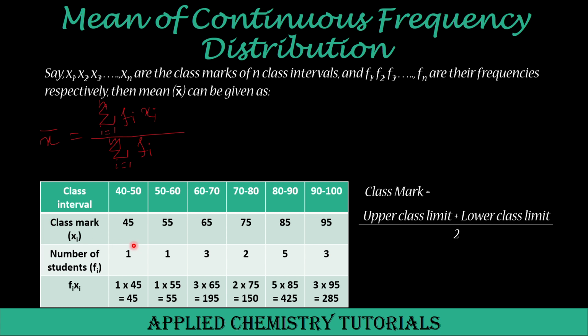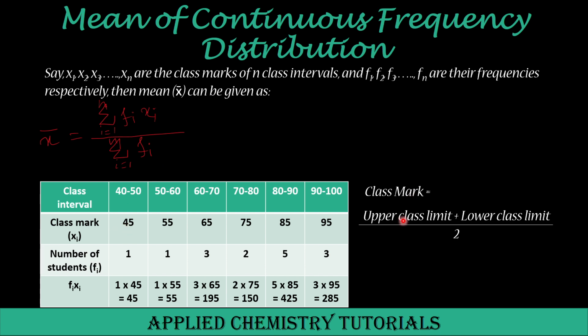So we got the following table from the problem shown here. Here we have the class intervals from 40 to 50, 50 to 60, and other ranges. And now we have mentioned the class mark in the definition of x bar here. So the class mark needs to be determined.